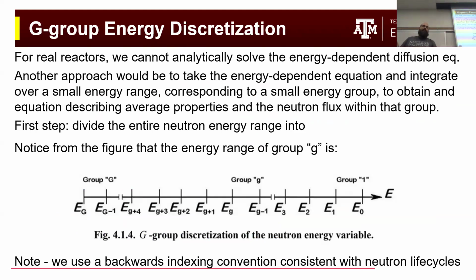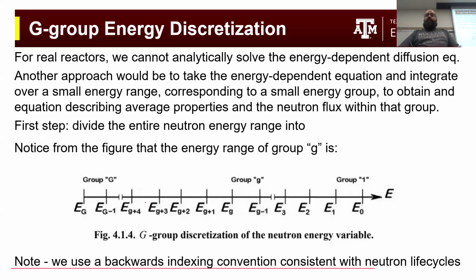If it's a real reactor, that energy dependent diffusion equation isn't analytically solvable. So what we would do instead of making the energy a continuous variable is break our energy axis up into a bunch of little groups. Then we can take that energy dependent diffusion equation and integrate it over the energy range of that group, and the result will tell us something about the flux of neutrons in that group, and also about the average properties of our system within that group.